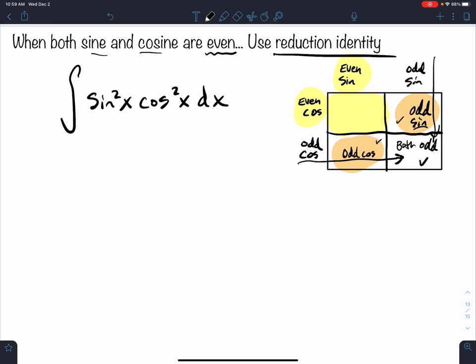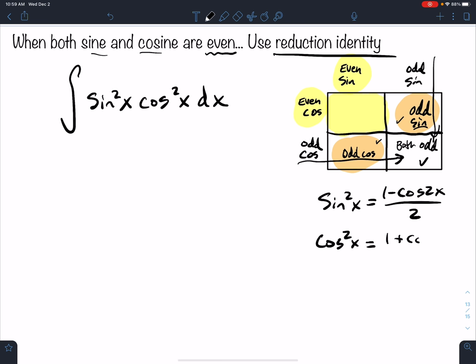So if you'll recall, the reduction identities, sine squared x equals 1 minus cosine 2x over 2. You just got to know these. You got to know them. And cosine squared x equals 1 plus cosine 2x over 2. All right? So unless you know these identities, you're not going to be able to work this problem.